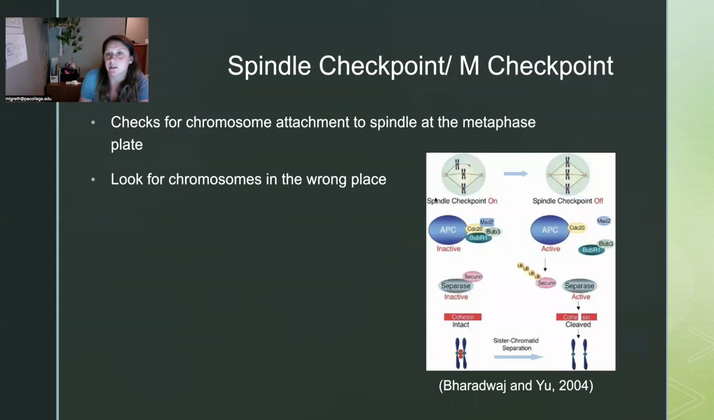You can actually see this on this slide. So here is where the spindle checkpoint is on. It's not allowing it past. So you'll see the APC is inactive. The securin is inactivating the separase, so the cohesion stays intact. On the right here, you'll see the spindle checkpoint is off. The APC is active, which means it's activating separase by inhibiting securin. With separase activated, cohesion is cleaved and the sister chromatids do go through separation.